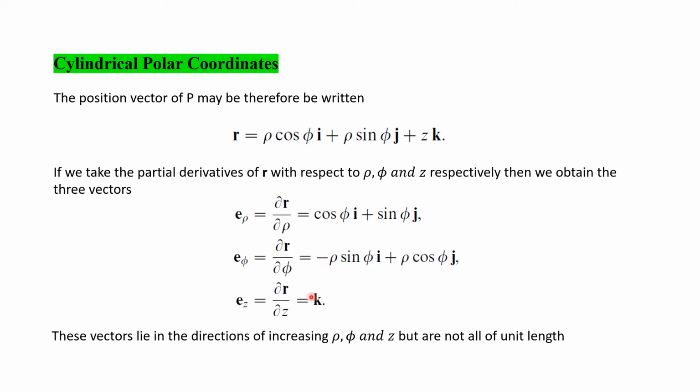So these vectors lie in the directions of increasing rho, phi, and z, but are not all of unit length.